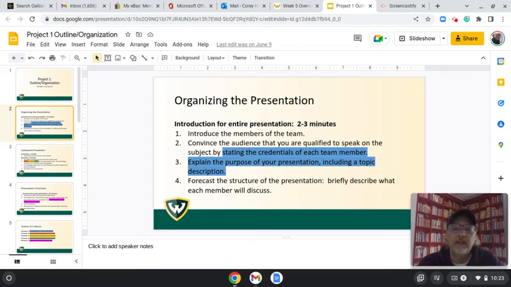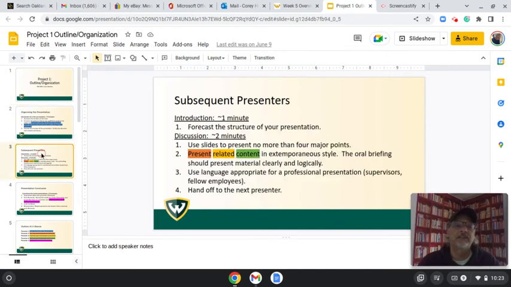So the introduction for the entire presentation is, I don't want to say straightforward, but we want to state the credentials of each team member, explain the purpose of your presentation, including a topic description, and forecast the structure of the presentation, i.e. briefly describe what each member will discuss. And I'll go into this in detail in a minute, but this will be one person. One person will give the introduction. One person is going to take each section of the organization of the entire presentation, and then you have subsequent presenters. So if you have 5 members, 4 members, 6, whatever, you will just break this up accordingly.